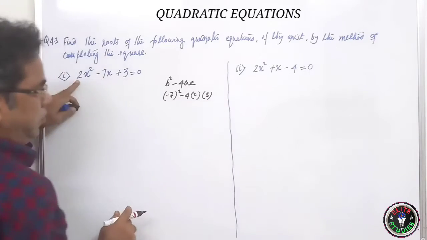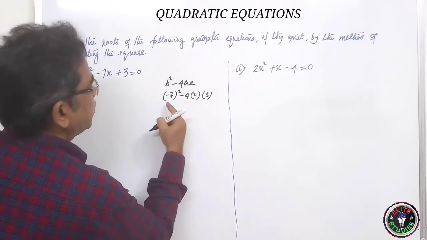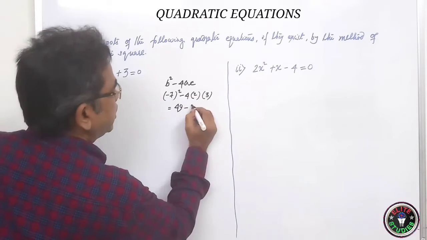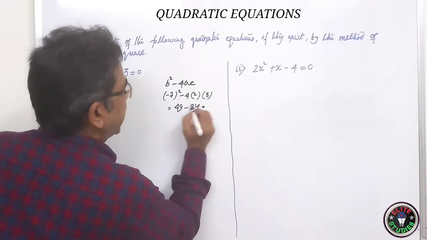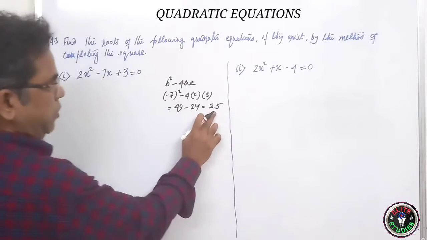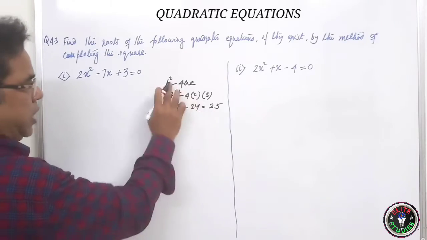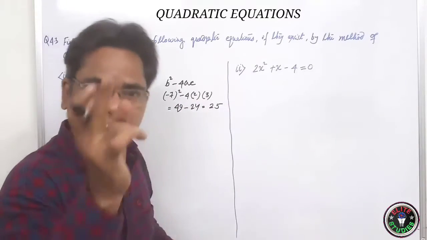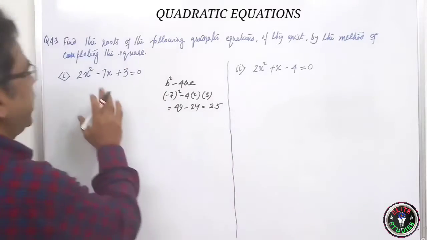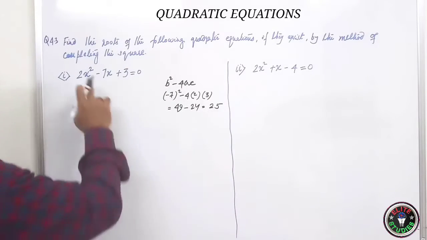So it will come out to be 7 square, 49, minus 4 times 2 times 3, 24. So it is 49 minus 24, which is 25, and that is positive. So since b square minus 4ac is greater than 0, the roots exist. Now we can apply the method of completing the square.